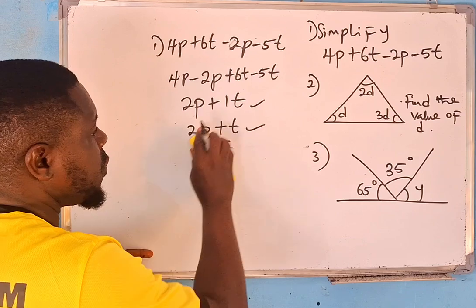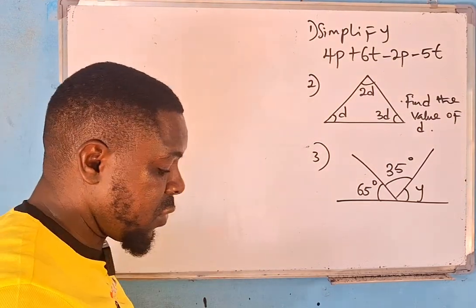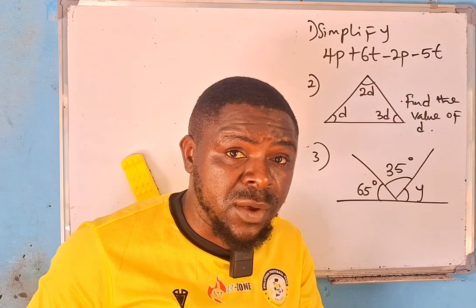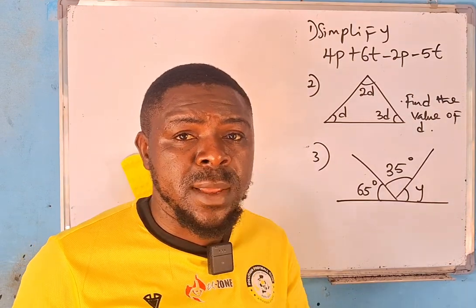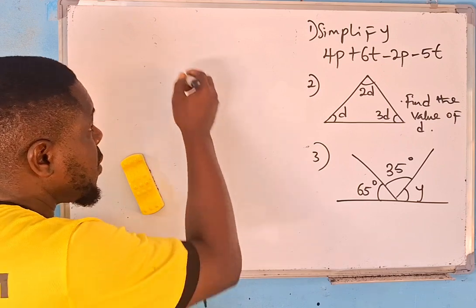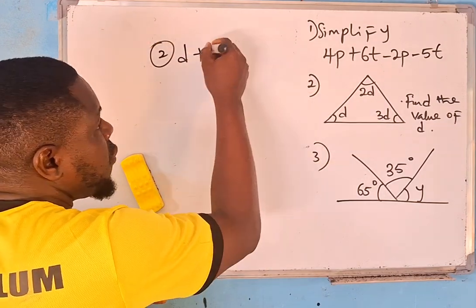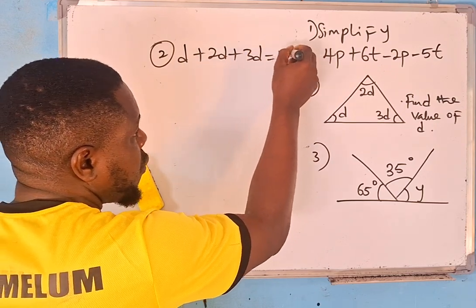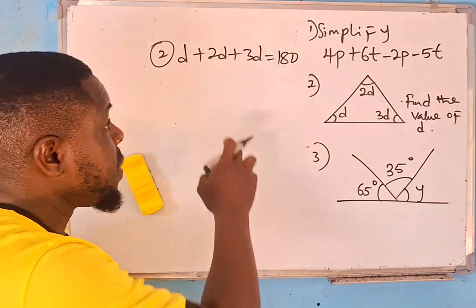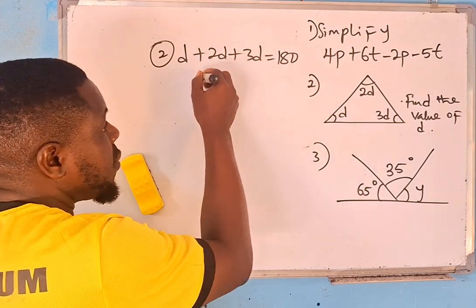Let's solve question 2. Now question 2, this is a triangle. Now I want you to know that one of the properties of a triangle says that the sum of angles in a triangle is 180 degrees. That is question 2. The sum of d plus 2d plus 3d is equal to 180. Now d plus 2d plus 3d will give us what?